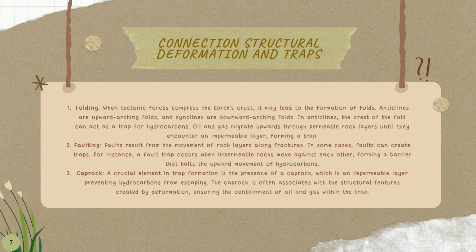The second one is faulting. Faults result from the movement of rock layers along fractures. In some cases, faults can create traps. For instance, a fault trap occurs when impermeable rocks move against each other. And the last one is cap rock. A crucial element in trap formation is the presence of a cap rock, which is an impermeable layer preventing hydrocarbon from escaping. Basically, the hydrocarbon will escape if there is no cap rock.